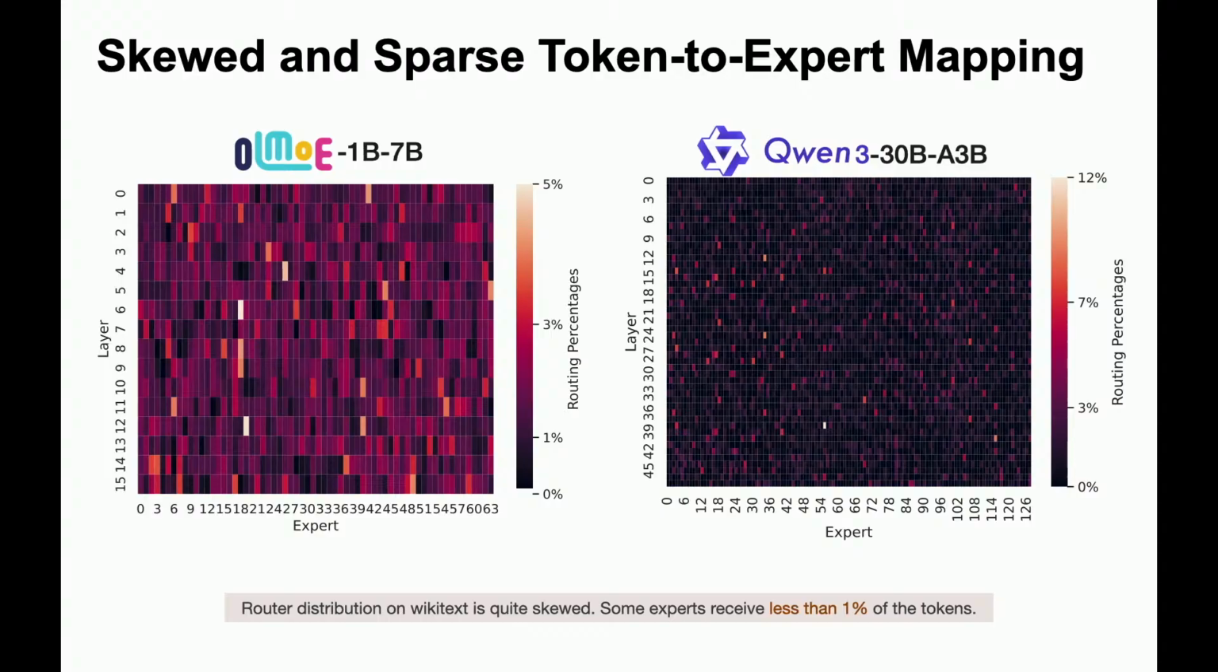So despite having this auxiliary additional loss, we see this skew during inference. This is on wiki text, and these models are open source on Hugging Face. Okay, so we see that some experts receive, for example, if I look at this layer, less than 1% of the total tokens. Okay.